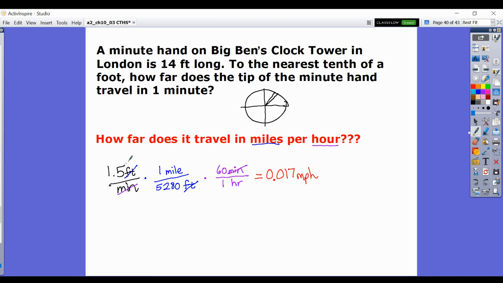Here we go. So I have 1.5 feet per minute. Need to turn the feet into miles and the minutes into hours, and we get 0.017 miles per hour. So that's how fast the tip of Big Ben's minute hand is going.